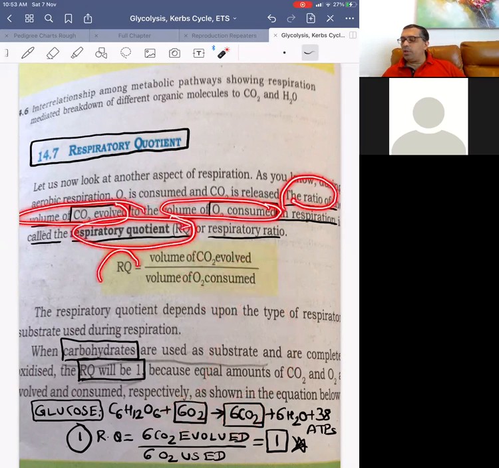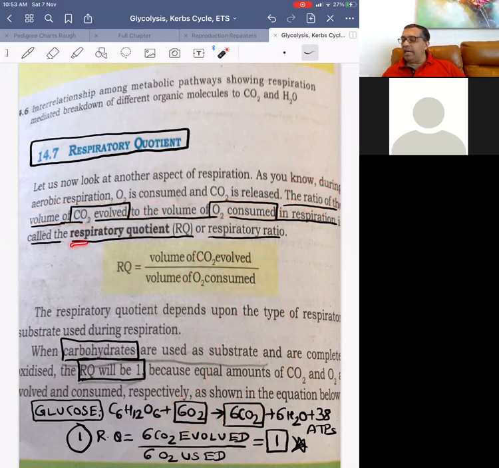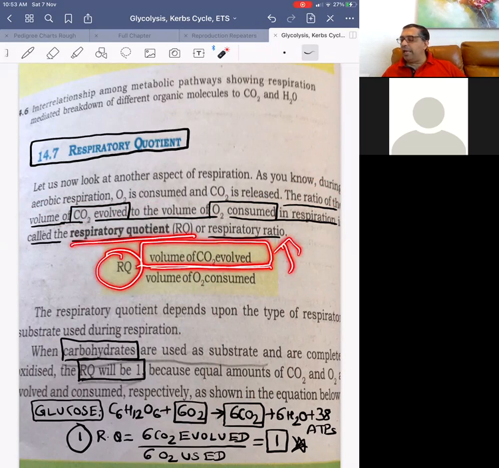So what is RQ, sir? RQ, that is respiratory quotient, is the volume of CO2 evolved upon the volume of oxygen consumed. The ratio of the amount of oxygen consumed and the amount of CO2 evolved is called respiratory quotient.